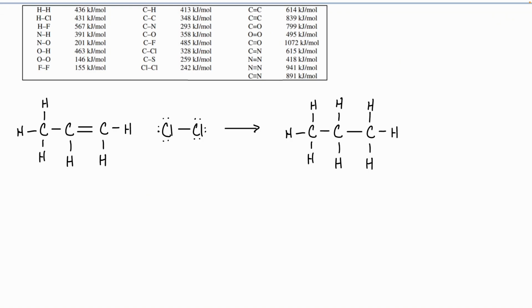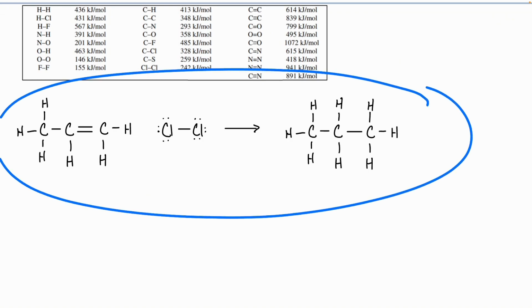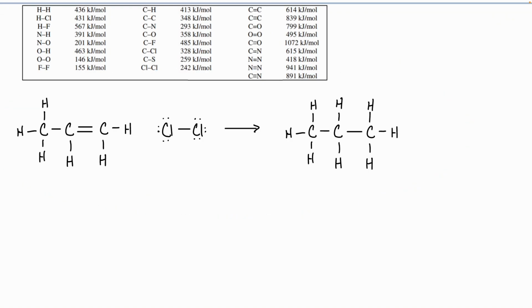So what we're going to do is take this, which is now just a chemical reaction, but we're specifically looking at the Lewis structures here. And by looking at the Lewis structures, we'll be able to determine which bonds are being broken in this reaction, and which new bonds are being formed in this reaction.